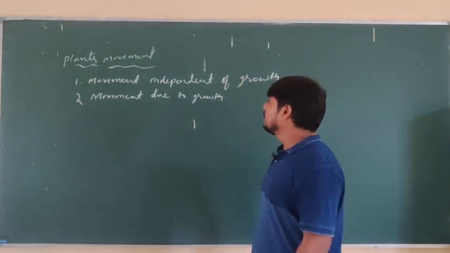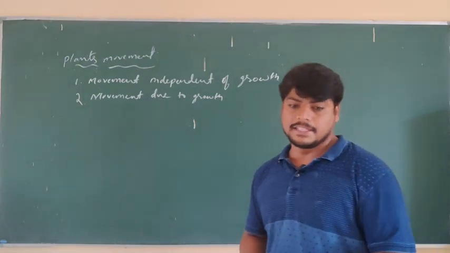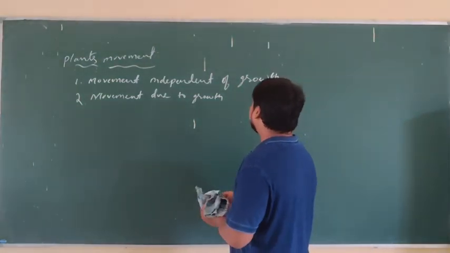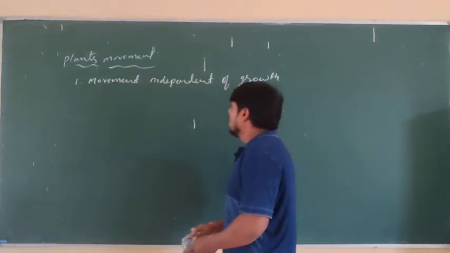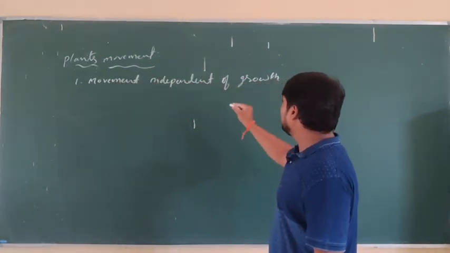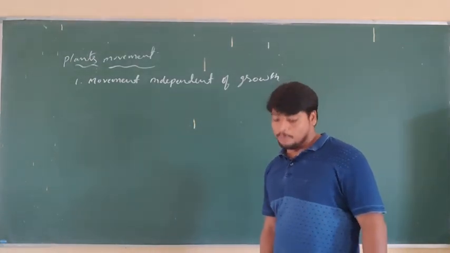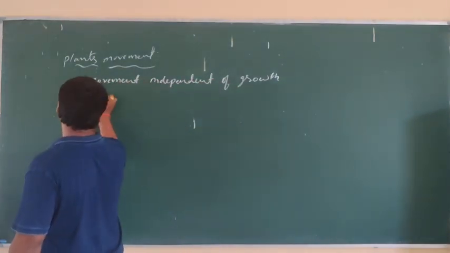Now we will discuss these two different types of movements shown by plants. First of all, let us discuss movement independent of growth shown by plants towards the stimulus. Movement independent of growth in plants is also called Nastic movement.